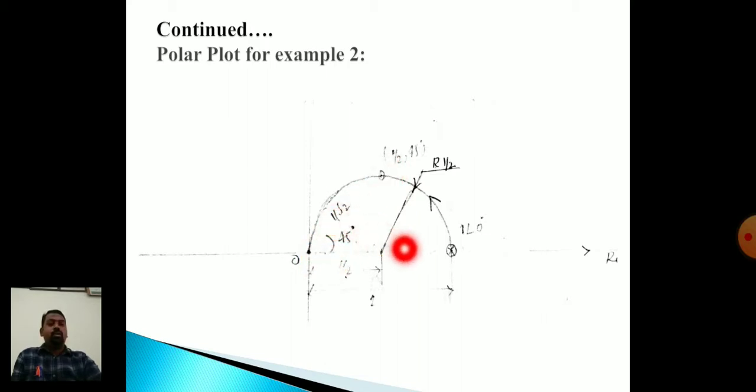So we are taking three points: point number 1 and the last, when omega tends to 0, what is M of omega, phi of omega, and when omega tends to infinity, M of omega, phi of omega, and in between, omega tends to 1 by t. So join them with a smooth curve. In the last example we got the polar plot below, but this time it is above. Like that, by taking all the values, you draw a smooth curve and get the plot.